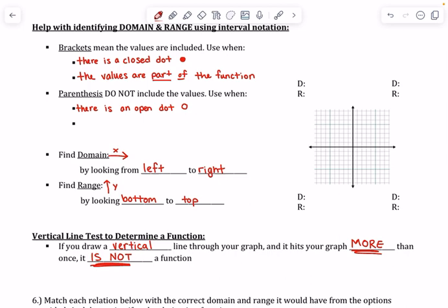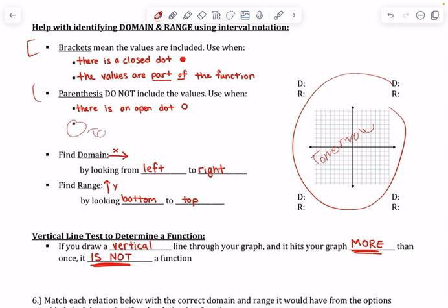So we still use the brackets and the parentheses just like we do for inequalities. If you have a closed dot on your graph, or if your graph ends, where it's just part of the graph, you are going to use the brackets. The only time we ever use the parentheses is when there's an open dot, or if it's continuous, which we'll talk about tomorrow. So this part we'll do tomorrow, and this one we leave blank, we'll do that tomorrow.